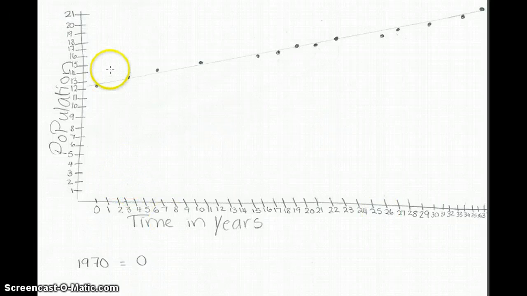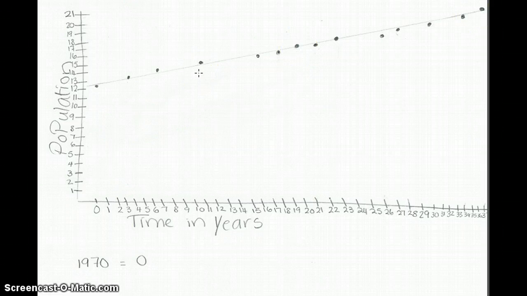Alright, so looking at the points, you see that they're almost in a straight line. They're almost linear, but they're not. They're kind of scattered around. So the good thing is if you have a graphing calculator, it's a good investment to buy one, because the calculator can calculate the best fit line, the line that would be exactly in the middle between all of these points.